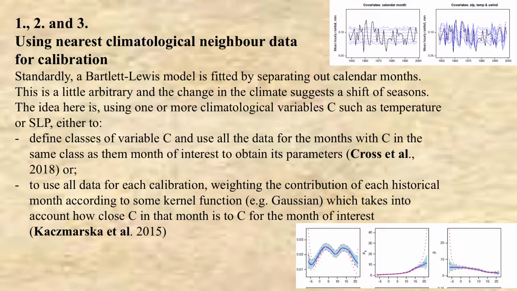Or you can literally use all the data and simply have a weight that decreases depending on how the temperature of that month relates to the current temperature. So that's the Kaczmarska approach down here, using a sort of Gaussian shape to define it. If the temperature is very different, then you're going to have weights which are much smaller. Just from the Kaczmarska paper, you can see you end up then with parameters as a function of temperature, which is an interesting result.